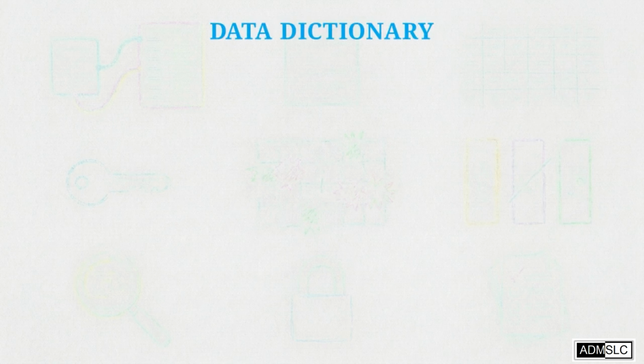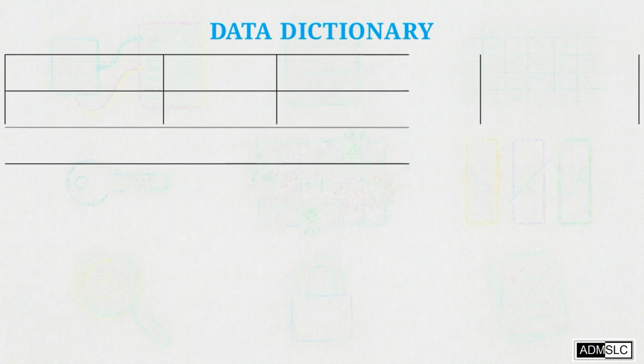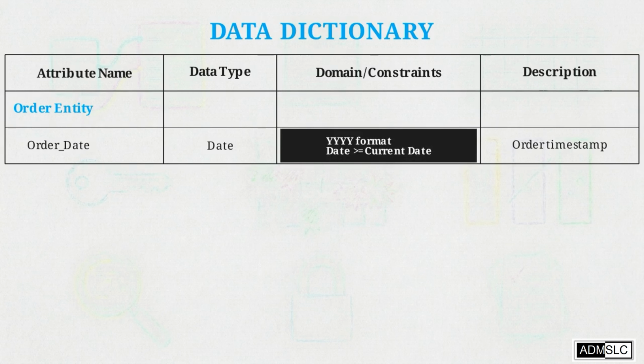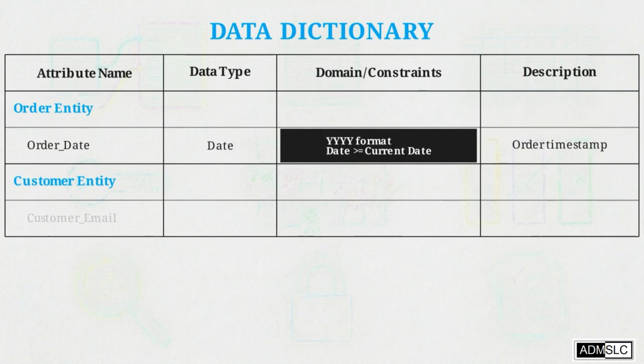We document these rules using a data dictionary. This is a tabular breakdown that maps each entity's attributes to their specific data types, constraints, and business descriptions. A weak dictionary entry simply lists an attribute as a date. A rigorous entry, instead, specifies that the date must follow a 4-digit year format and physically cannot be set in the past. Let's test this.